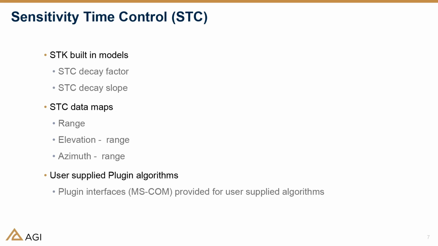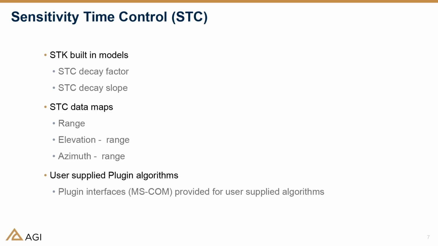Along with that, we have sensitivity time control. The biggest reason to do sensitivity time control is to attenuate the signal at the receiver so that it isn't overloaded with a whole bunch of noise or transmissions that it doesn't necessarily need to get from, say, things like clutter modeling.